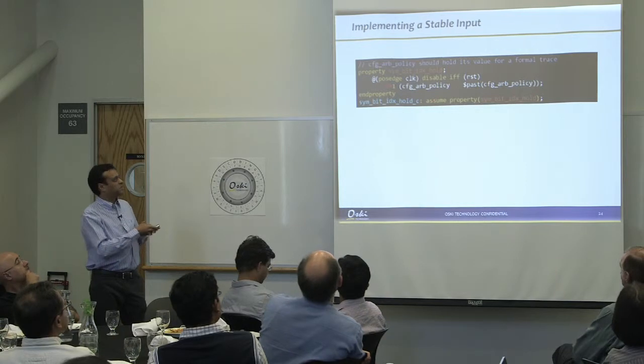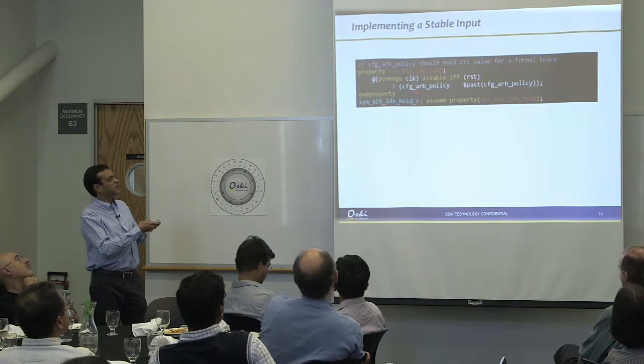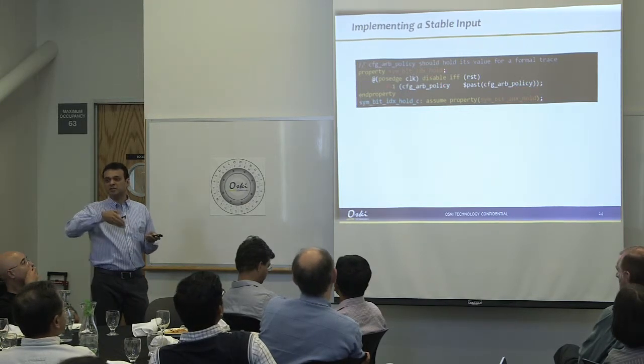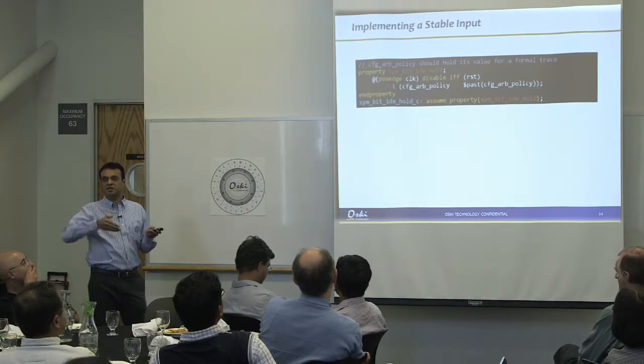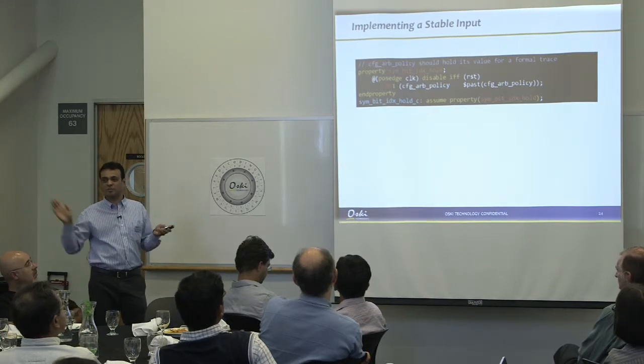And the way I implement that is with another SVA property. It looks as simple as this. Basically just focus on the property line, which is just saying that the config policy value is the same as the config policy value in the previous cycle. And because this assertion is true on every cycle, it's always true. So I'm going to assume this property, and I'm going to assume this property forever.